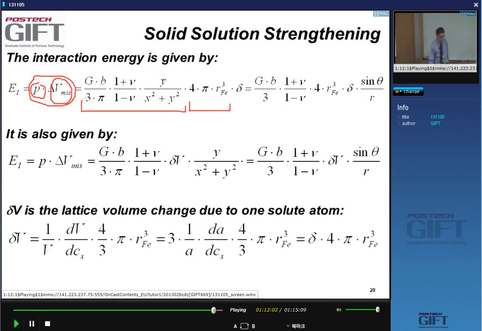I can express this in terms of x and y, or in terms of r and the angle theta. I can also use, instead of r to the third, the radius of the iron atom to the third, a delta V parameter. The delta V parameter is nothing else than the lattice volume change due to one solute atom. So it's this here, and you can see 4 delta this. It's an alternative way of using the same equation.